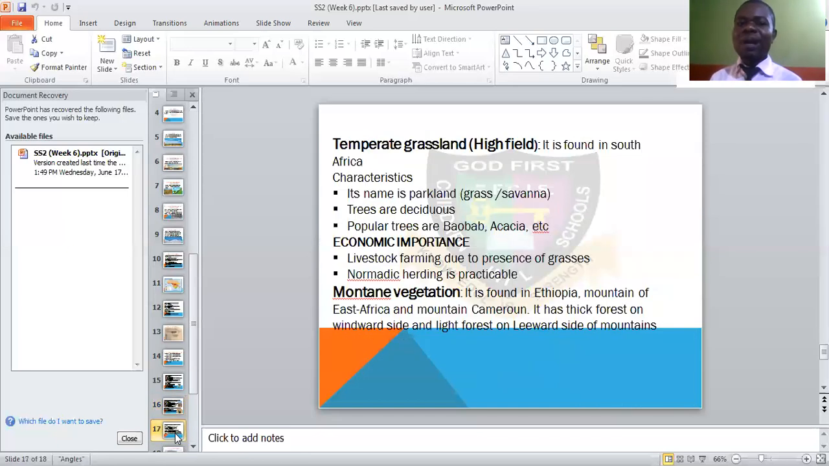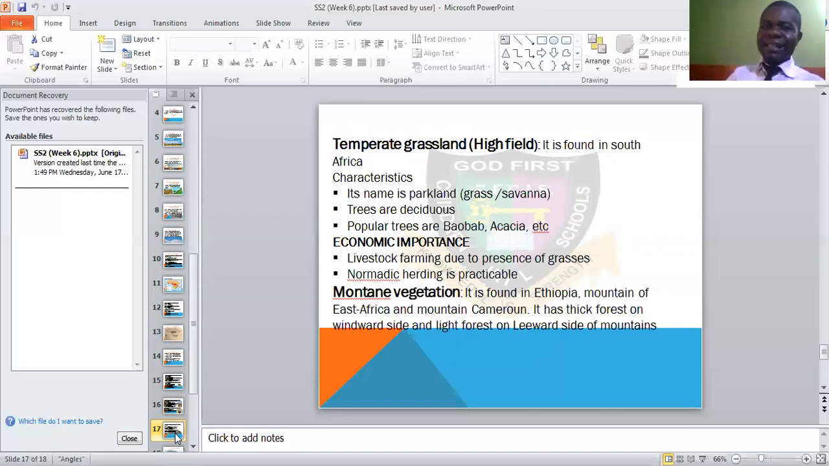Then we also need to look at temperate grassland. It's called highveld. This one is found in South Africa. It is also called parkland or grass savanna. They have deciduous trees, the ones that shed leaves annually, I've told you. Then popular trees are baobab, acacia, and so many others. Livestock farming is also practicable because there are grasses there. Nomadic herding is practicable too.